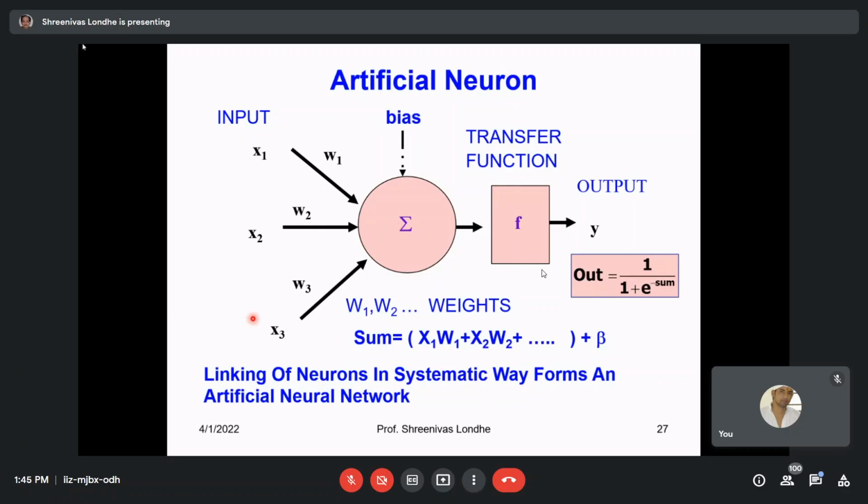Summation is taking place here, 1 upon 1 plus e raised to minus sum, likewise. Okay, so in this particular fashion, in an artificial neuron, random input is mapped to the random output to get the required answer or required facility. So linking of such neurons in a systematic way forms an artificial neural network. So this is nothing but a single neuron. If you link together, a network of these artificial neurons will be there, and that is nothing but an artificial neural network. So you are observing here a typical architecture of ANN, artificial neural network.